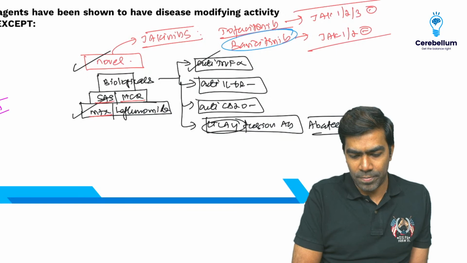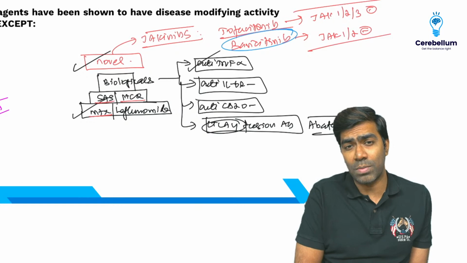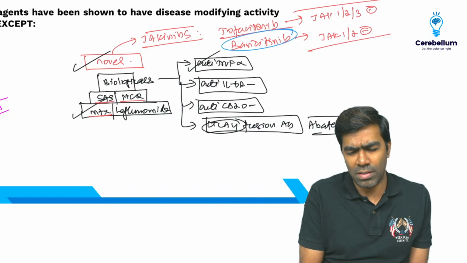Please tell side effects of methotrexate. Methotrexate can cause so many side effects. Methotrexate can cause pneumonitis and pulmonary fibrosis. Methotrexate can cause hepatitis and liver cirrhosis. Methotrexate can cause bone marrow suppression. Methotrexate can cause mucositis. Methotrexate is an abortive agent. Methotrexate is teratogenic. Methotrexate is metabolized by the renal route, that is, the kidneys.